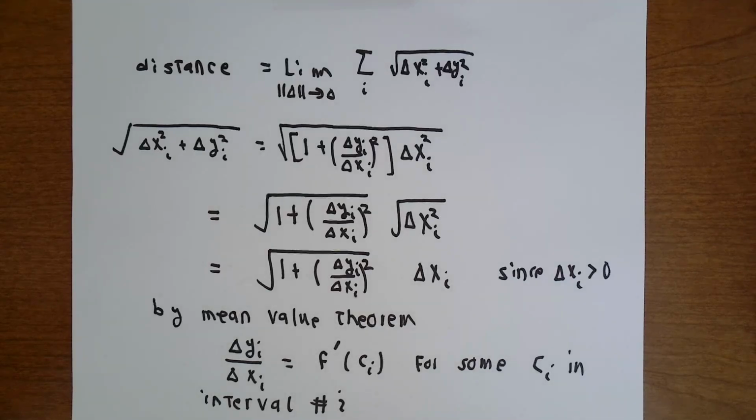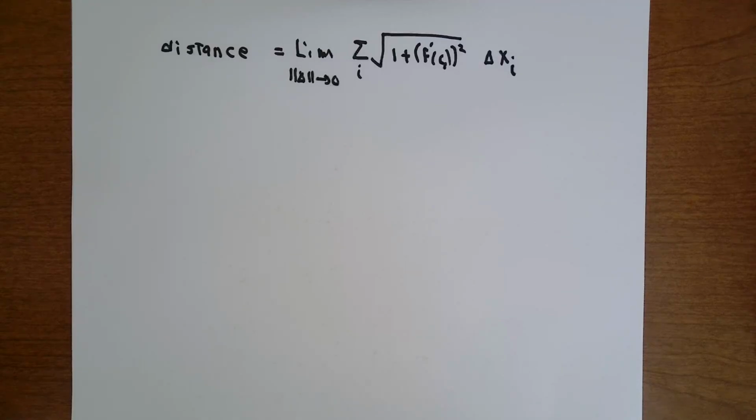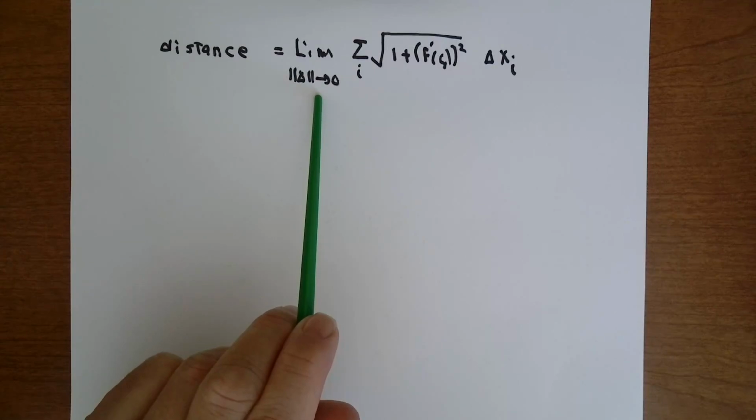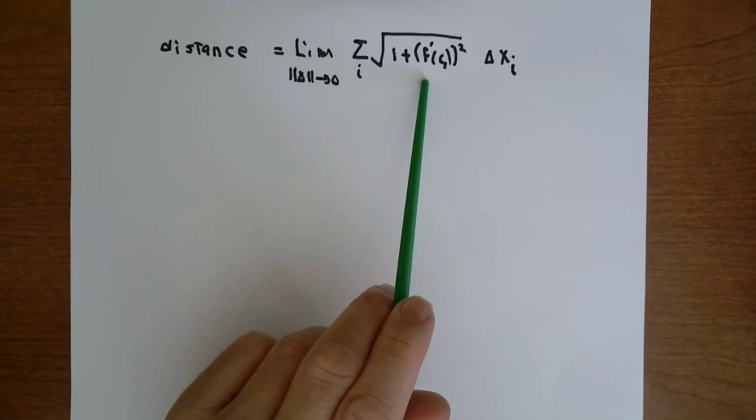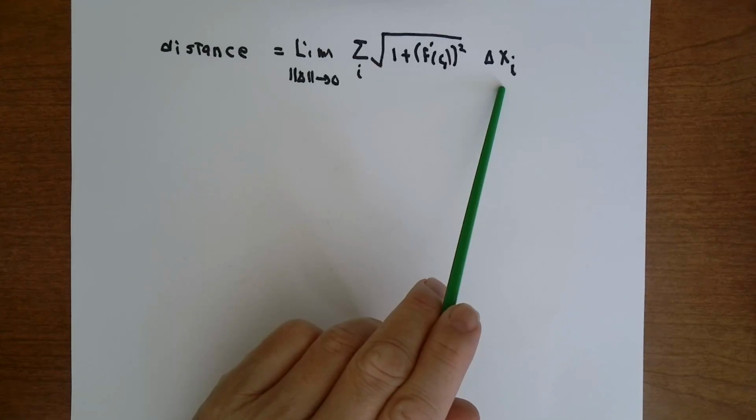I'm starting to like the looks of this a lot better now. The distance that we're interested in is the limit as the norm of the partition tends to 0 of the sum of some quantity that involves c sub i times delta x sub i. So finally, this is the definition of an integral.